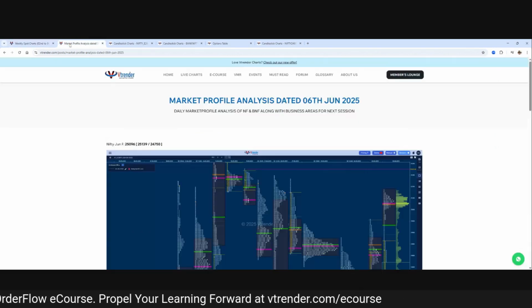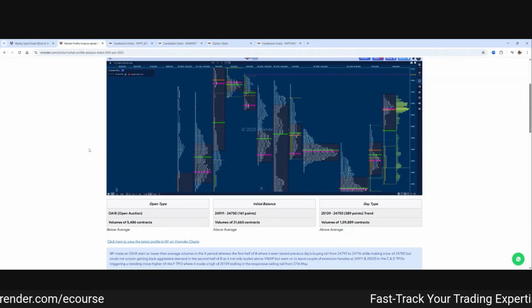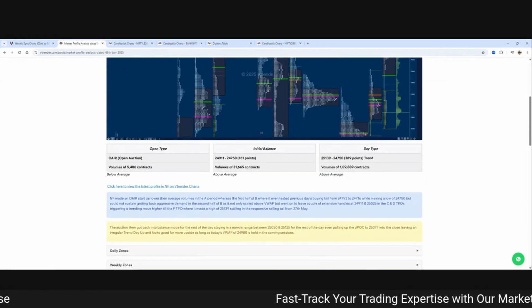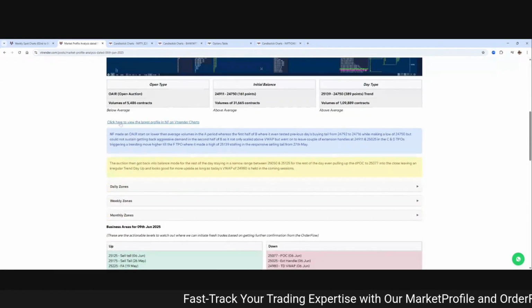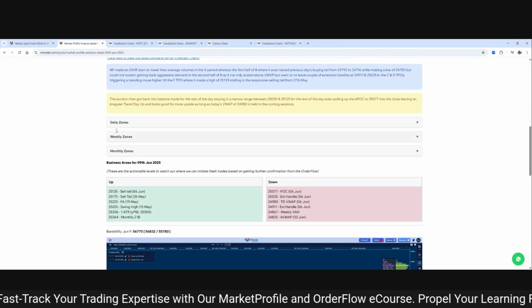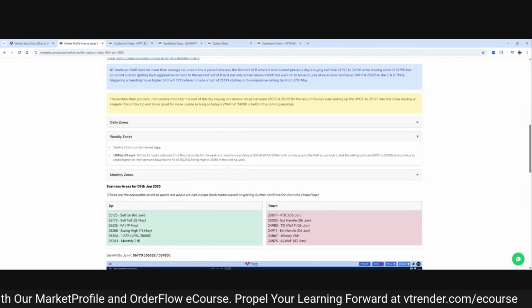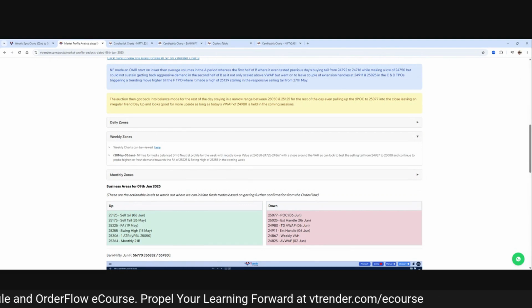So let's now move on to the futures. We also have this daily report on futures. We have the chart put up, we have the open type, initial balance, and the day type. We also have the link to the market profile chart which you can open from here. And we have the important daily zones which are marked. The weekly zones has a link to the weekly profile of Nifty futures.